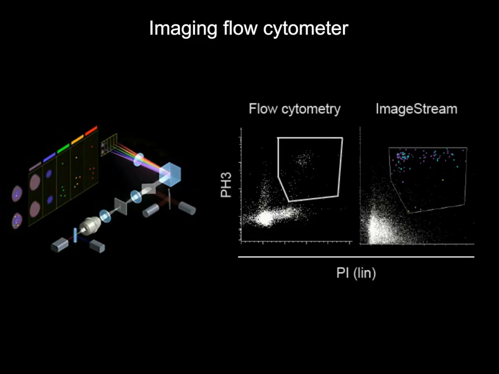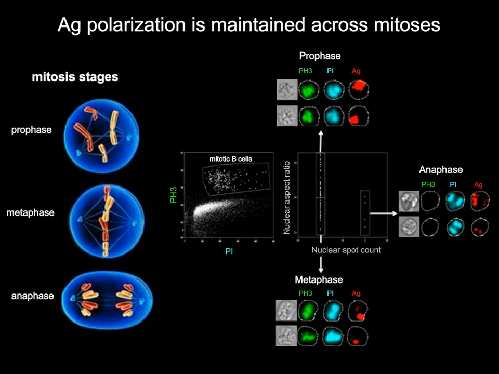This is where I think imaging flow cytometry is really powerful, because this technique really allows you to identify your mitotic B cells as easily as in flow cytometry. But in addition, because you can also study the distribution of fluorescence in your mitotic B cells, you can really have a clear picture of the different mitotic stages.